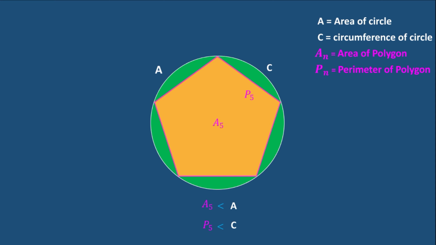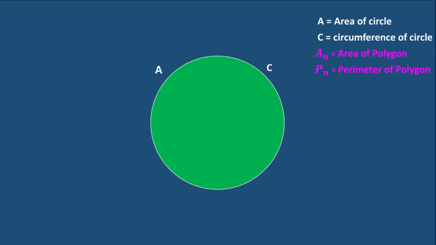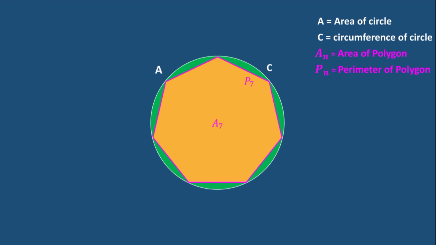Here, this regular polygon had 5 sides. Now we increase the number of sides. A regular polygon having 7 sides is inscribed in this circle. We can see that the polygon has covered the area of the circle a little more than before. But its area is still less than the area of the circle. And the perimeter is also less than the circumference of the circle.